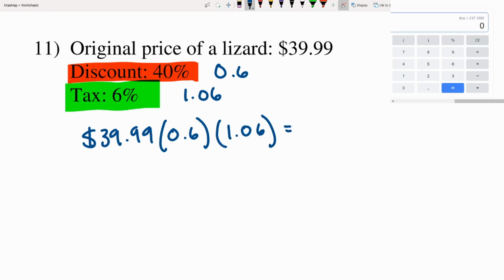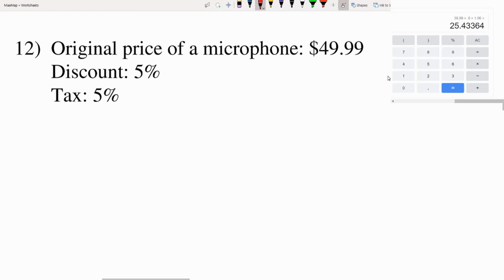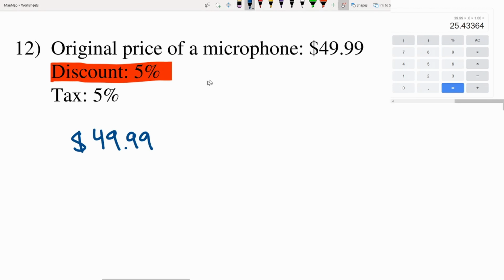So doing so on the calculator, we get $25.43. For number 12, the original price of a microphone is $49.99. And we're discounting it by 5%. So 1 minus 0.05, that's going to be 0.95.